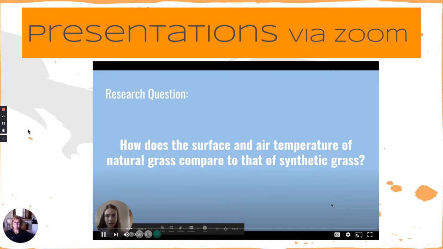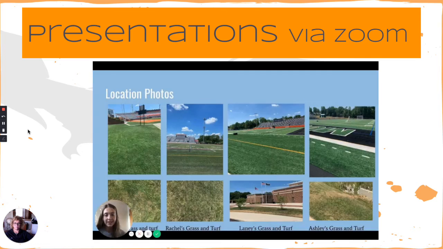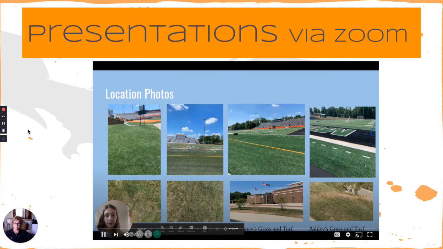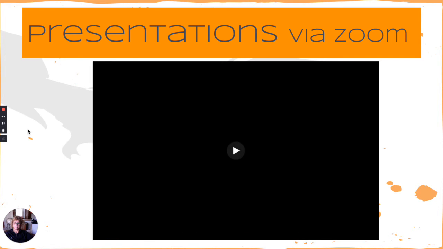Our research question was, how does the surface and air temperature of natural grass compare to that of synthetic grass? These were the location photos. So the top row photos were from the different turf areas that we took our temperature. So these are all at different football fields across Ohio.